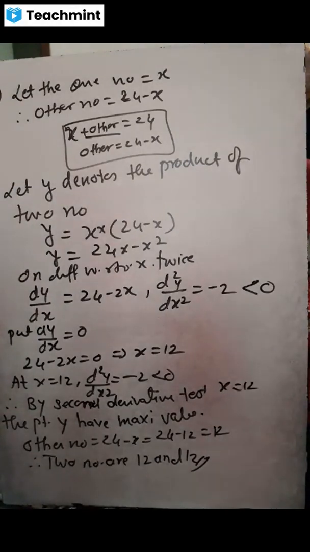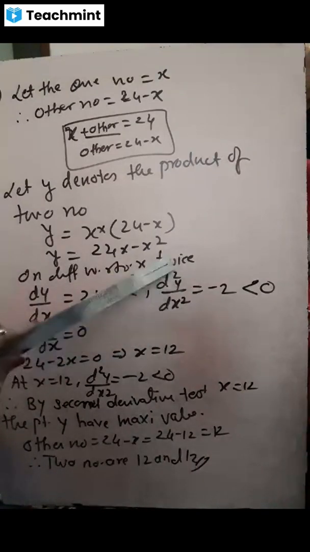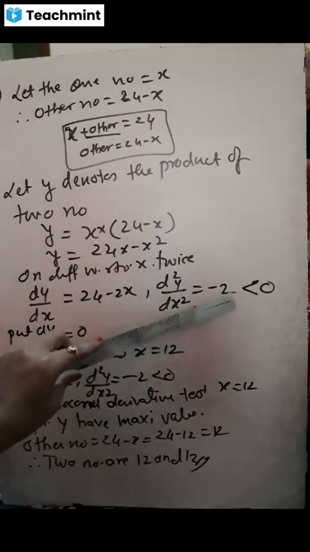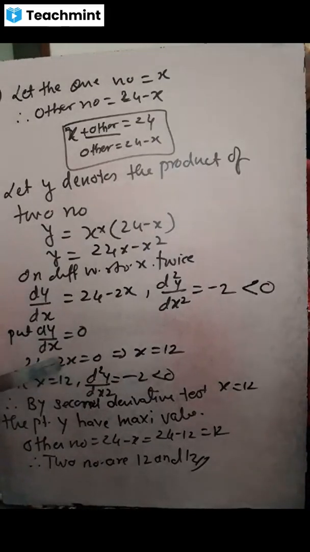Now here for maximum or minimum, first of all we have to differentiate twice and then put dy by dx equal to 0. So after first differentiation, we got 24 minus 2x, and the second derivative d2y by dx square is equal to minus 2, which is less than 0. So for getting the maximum or minimum value, we put dy by dx equal to 0. After putting this, we will get the value of x.